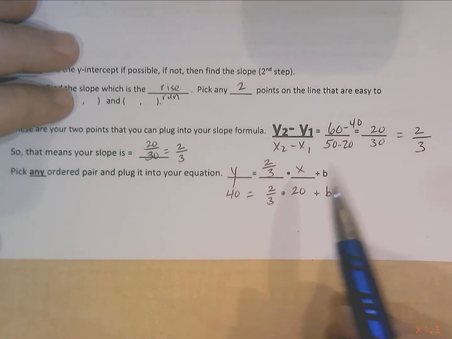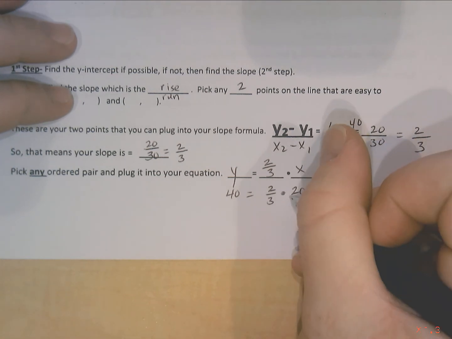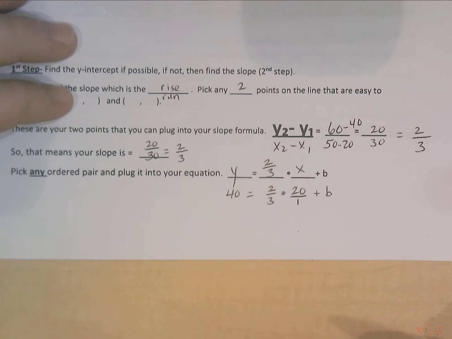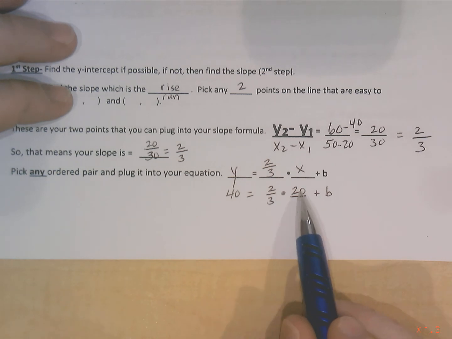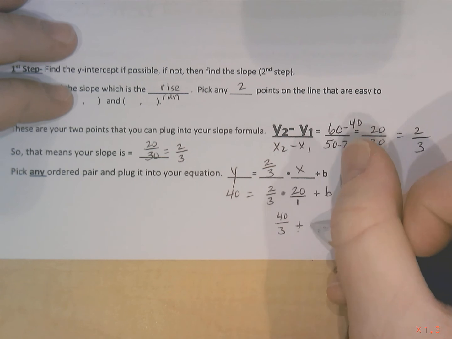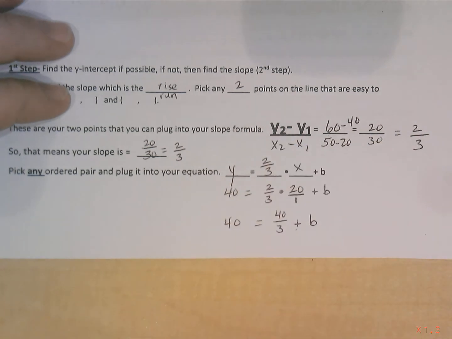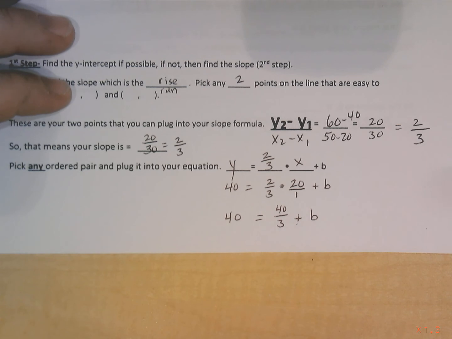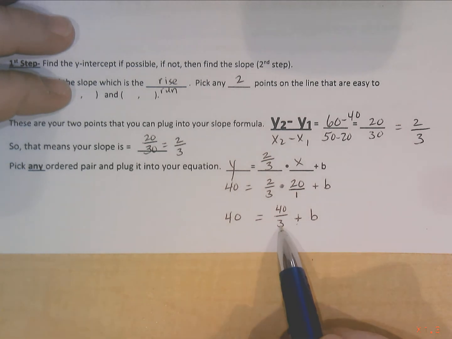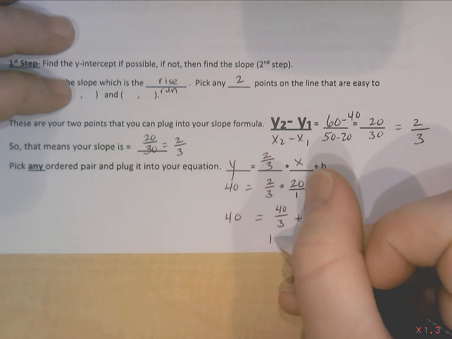We're going to multiply both of those together. So 2/3 times 20 is the same thing as saying 2/3 times 20 over 1, because you can't multiply by a whole number. So this becomes 40 over 3. So 40 over 3 plus b equals 40. And so we can probably just go ahead and divide this by this, and we would get, let's see, 13 1/3, right? Or 13.3 repeating.